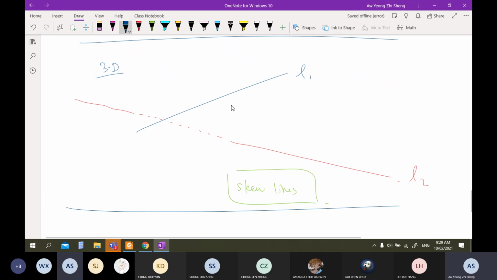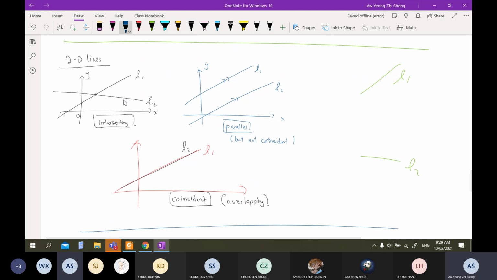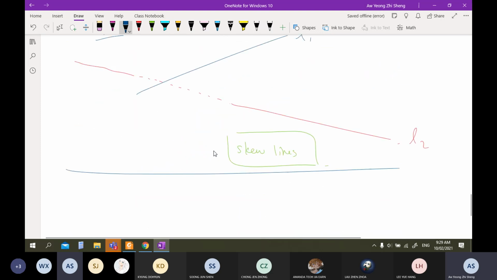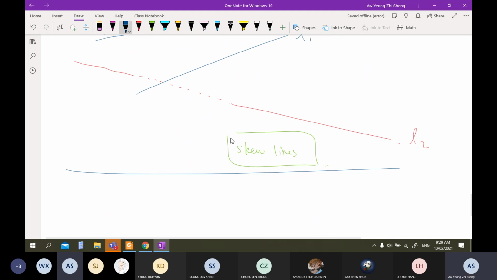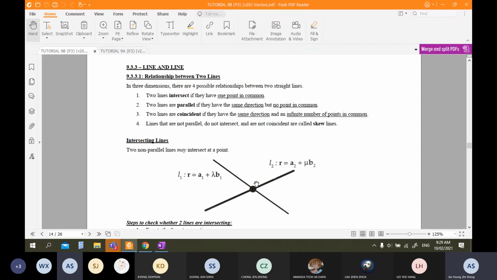The other three possibilities are still there for three-dimensional lines. It's also possible for 3D lines to intersect at a point. It's also possible for 3D lines to be parallel and not coincident. And it's also possible for the two lines to be the same line, or in other words, coincident lines. So there are four possible relationships for 3D lines. The new fourth possibility is skew lines. Skew lines means they are not parallel and they don't intersect.